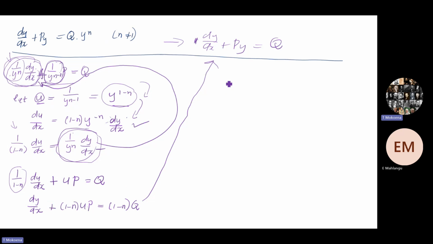So that means this equation now looks like dy over dx plus, I want to write this p, which is this p over here. This is my p, and then my y will be the same as 1 minus n multiplied by u is equal to q times 1 minus n. Now this equation is linearized. Therefore, from here I can apply my linear ordinary differential equation method or technique to solve this equation.